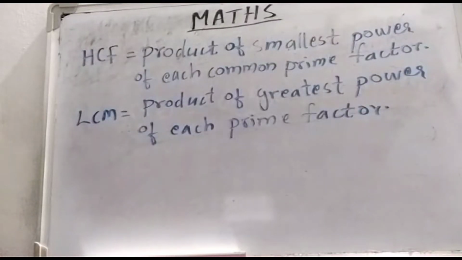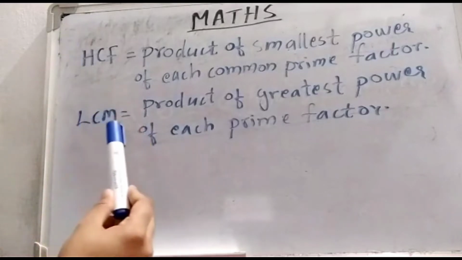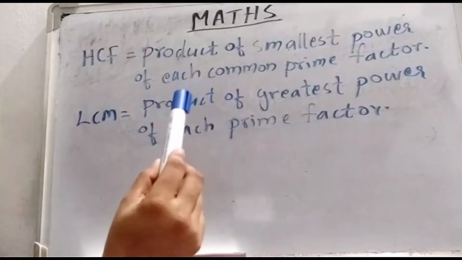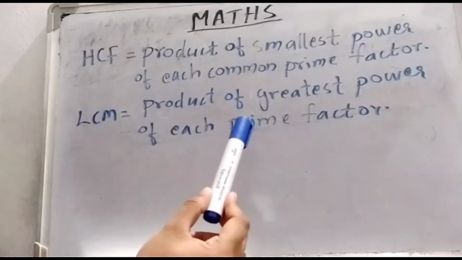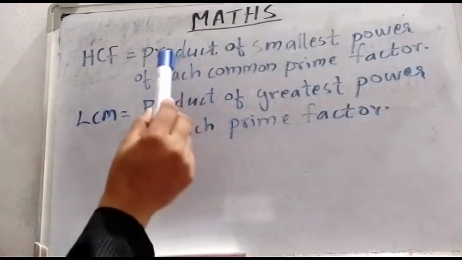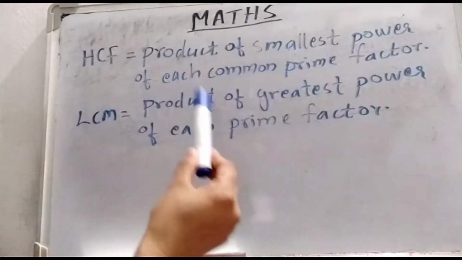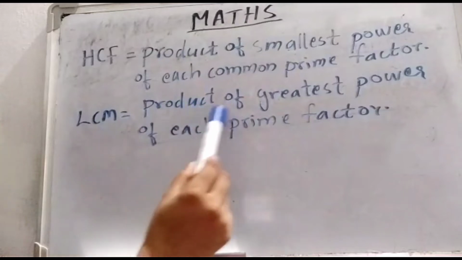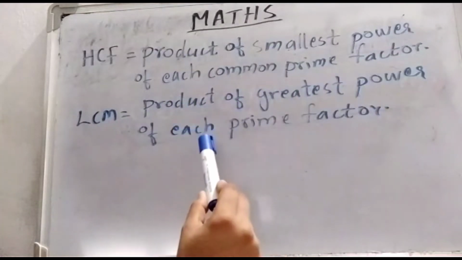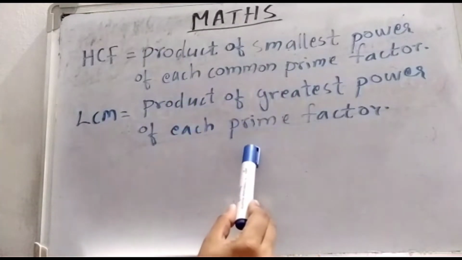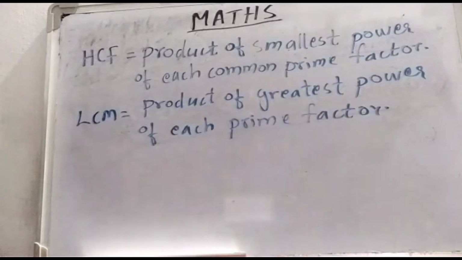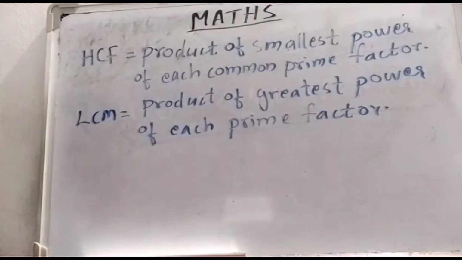Dear children, let's revise what is HCF and LCM. Product of smallest power of each common prime factor, that is HCF. Then LCM is the product of greatest power of each prime factor, not only common prime factors. Let's discuss by using one example.